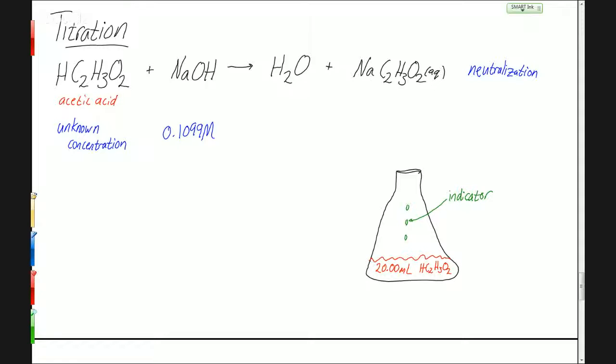So what we can do is we can say, all right, now this indicator's in there. And now we're going to add sodium hydroxide, our known sodium hydroxide, until it turns pink. Because exactly at the point where it turns pink is when all of the acetic acid has been neutralized. So there's going to be more acetic acid. It's going to be acidic until there's just enough sodium hydroxide to react with all the acetic acid, and then suddenly it turns pink. And that, we call that our equivalence point or our end point. And that will tell us exactly how much we need.